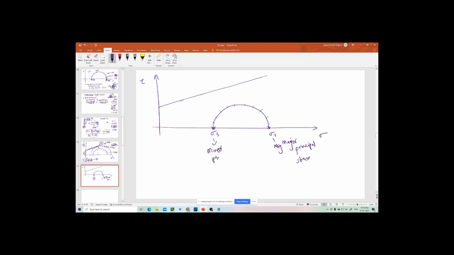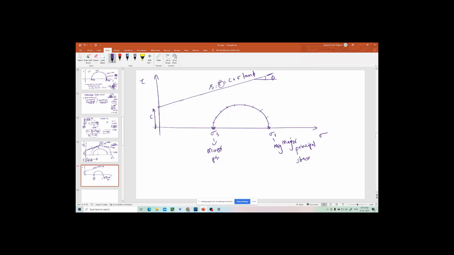Now if you take any combination on this, that combination is not falling on this line. This line is the failure envelope line. This is C cohesion, this is friction angle phi. So this line is nothing but tau equal to C plus sigma tan phi, where tau is the shear strength on this line.